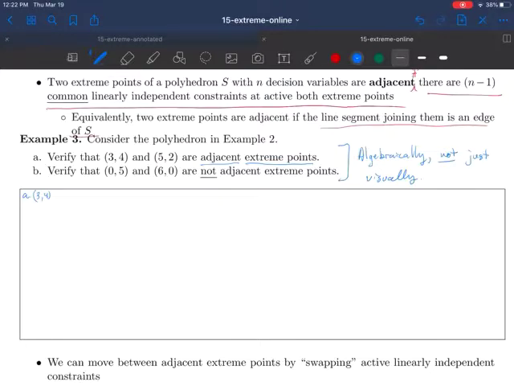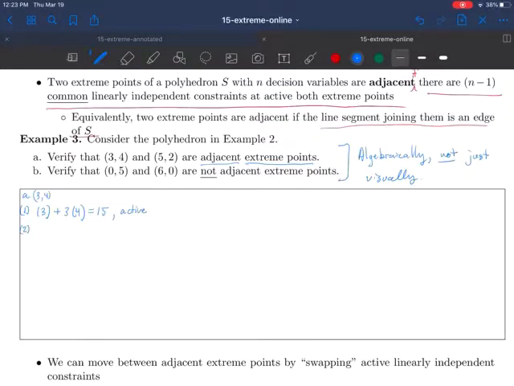I'm going to look at the system on another screen, so you should look at your paper to see where I'm getting these constraints. Constraint 1 is x1 plus 3x2 less than or equal to 15. Plugging in 3, 4: 3 plus 3 times 4 is indeed equal to 15. So it satisfies the constraint at equality, which means it's an active constraint.